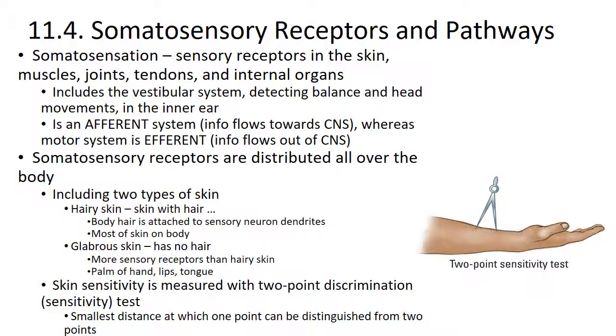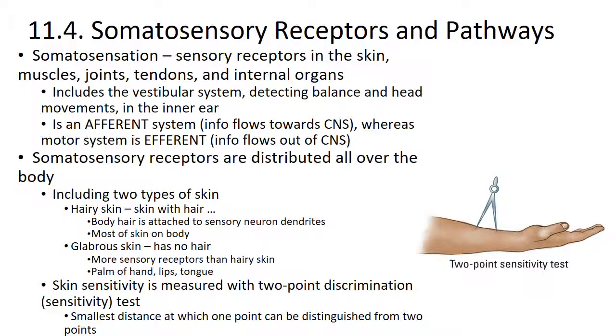The somatosensory system, as we talked about briefly at the beginning of this chapter, is an afferent system. Info flows inward toward the central nervous system, whereas the motor system is efferent. Information flows out of the central nervous system toward the body. Somatosensory receptors are distributed all over the body and include two main types of skin.